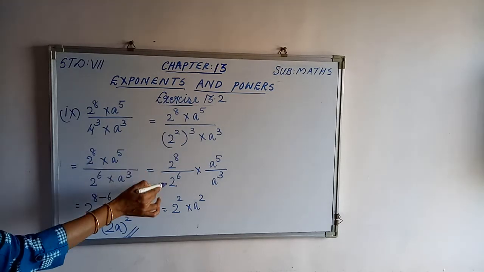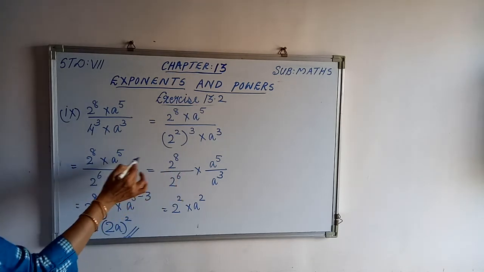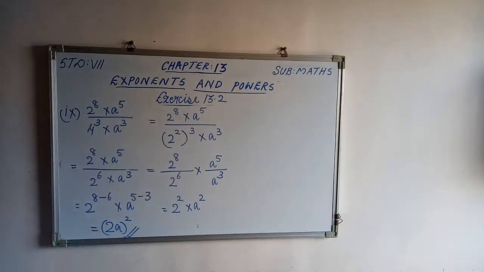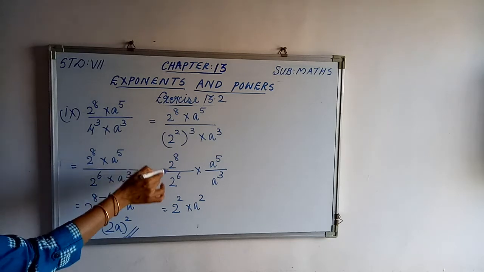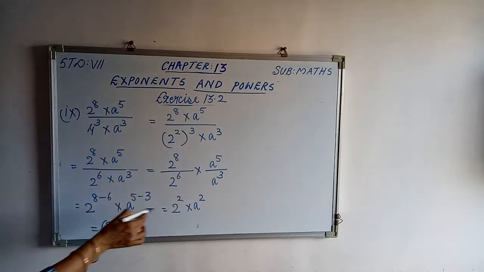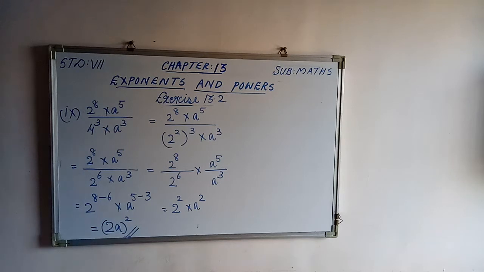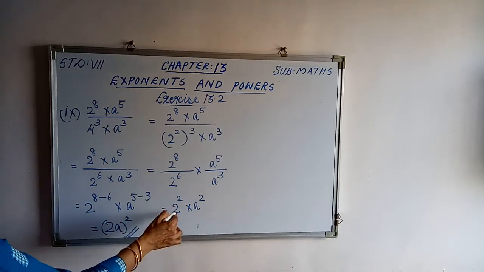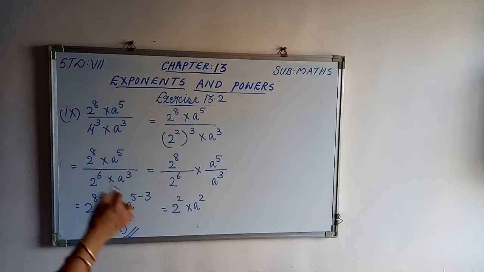So 2 raised to 8 upon 2 raised to 6, multiplied by a raised to 5 upon a cube. 8 minus 6, that is 2. 5 minus 3, 2. So we get 2 squared multiplied by a squared. Here index remains the same, so we can multiply the bases. 2 into a, that is 2a, the whole raised to the power 2. That's the answer.